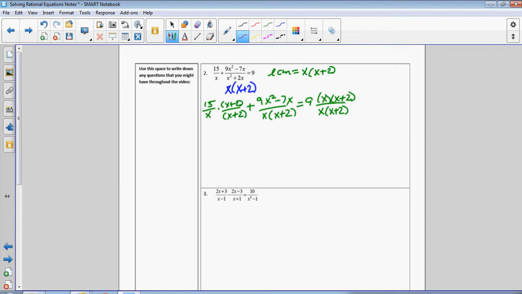Okay, so now that all of our denominators are the same, we can forget about them. And let's multiply the numerators. So I have 15 times x and 15 times 2. And I have 9x squared minus 7x. And here I have 9x that I can distribute to the x and to the 2. So this equals 9x squared plus 18x.